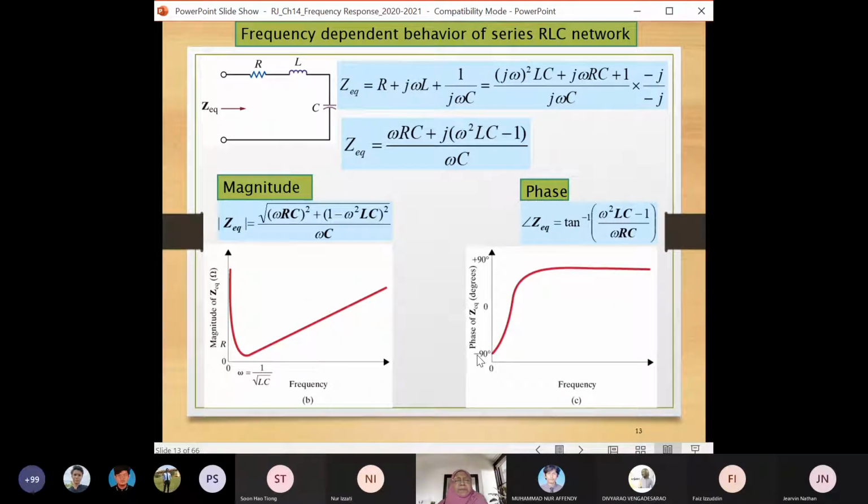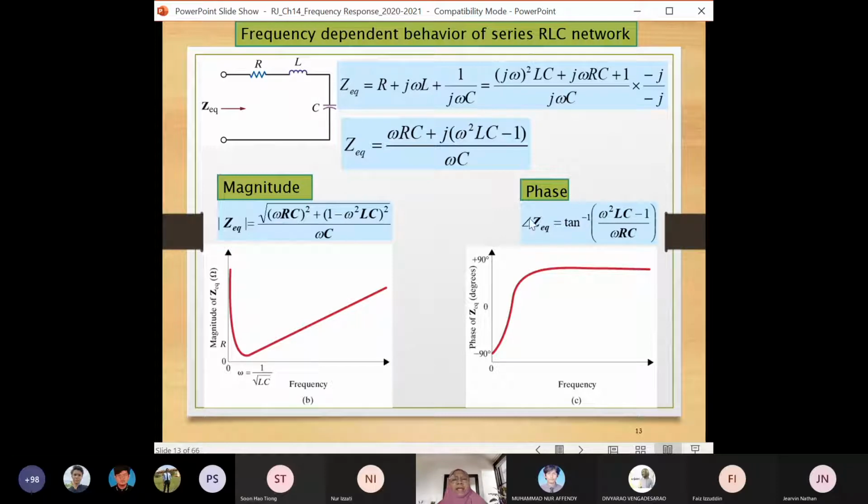And for the phase difference observed from voltage and current, you will see at lower frequency a phase difference of -90 degrees because of the effect of the capacitor, and then rising to almost a value close to 90 degrees, because this 90 degrees is actually the effect of inductance.